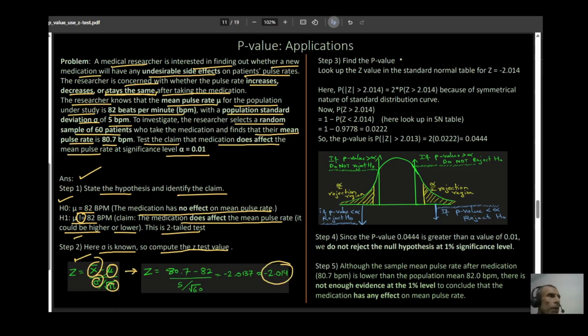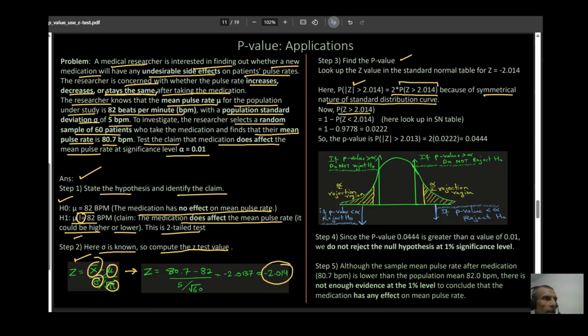So find your p-value now. In this case, the probability of the magnitude of z greater than 2.014 is going to be equal to 2 times the probability of z greater than 2.014. That's because of the symmetrical nature of your standard normal distribution curve. I'm assuming you know these little concepts from my previous session. Now the probability of z greater than 2.01. So let's calculate this one right here. That's what I'm doing separately.